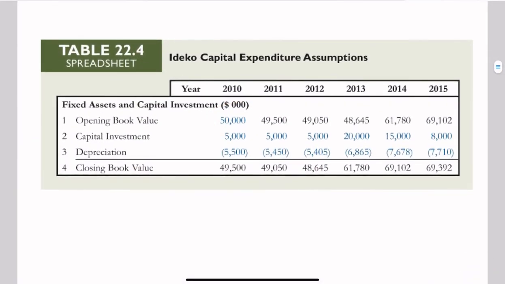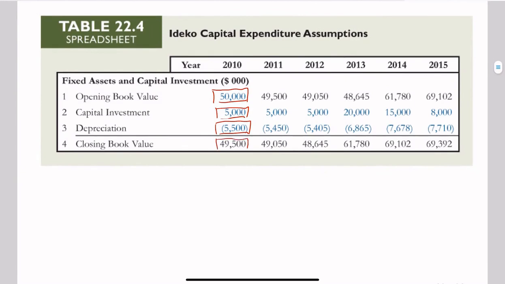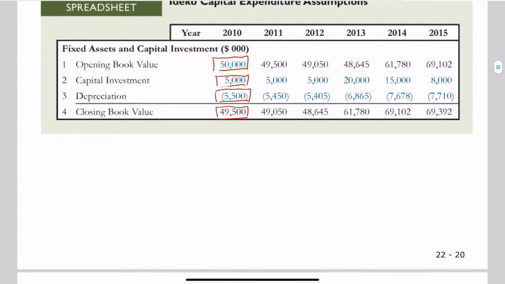So it says that the value of fixed assets at the beginning of 2010 is $50,000. And then the firm will make $5,000 of capital expenditure. And the depreciation would be $5,500. So the closing book value would be $49,500.